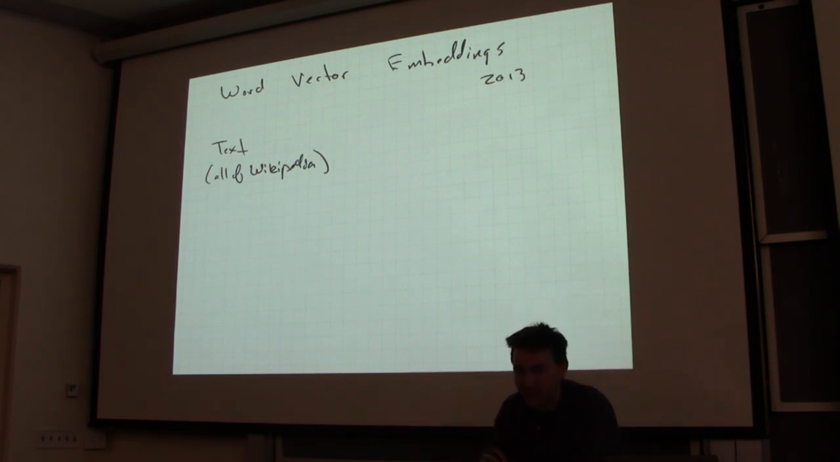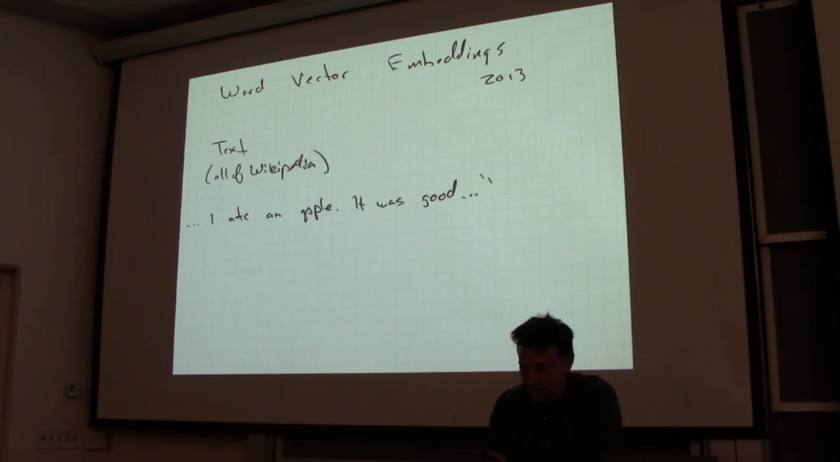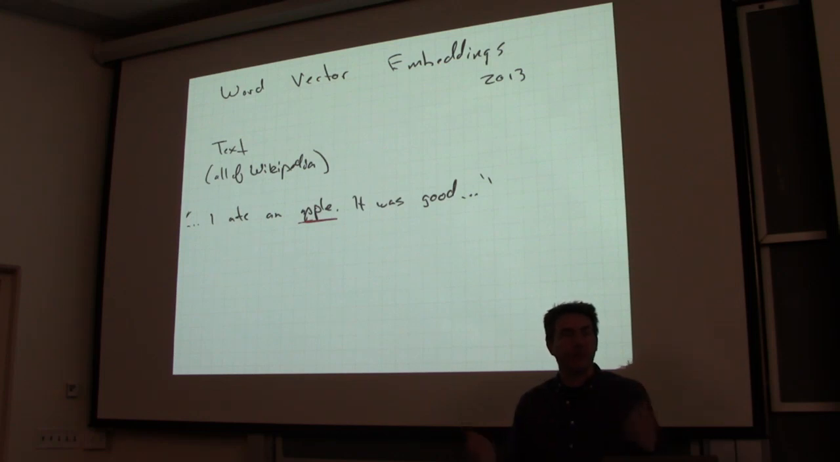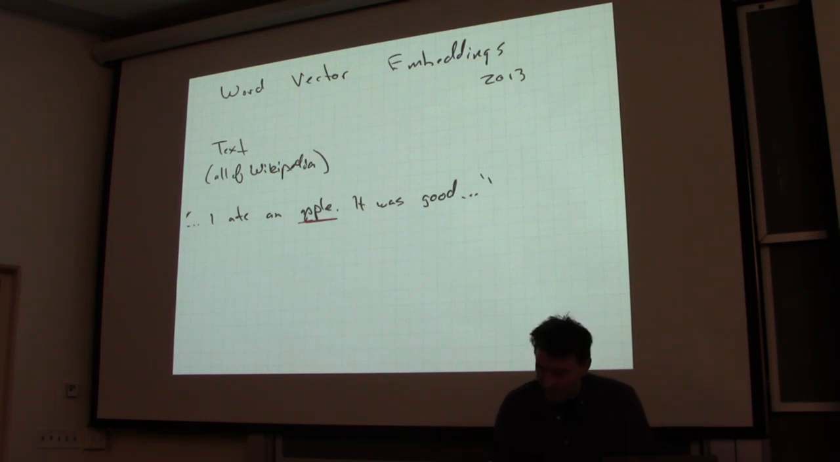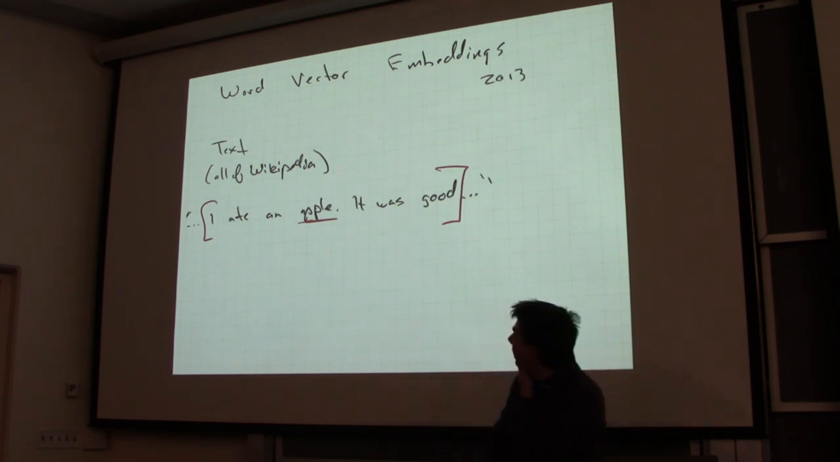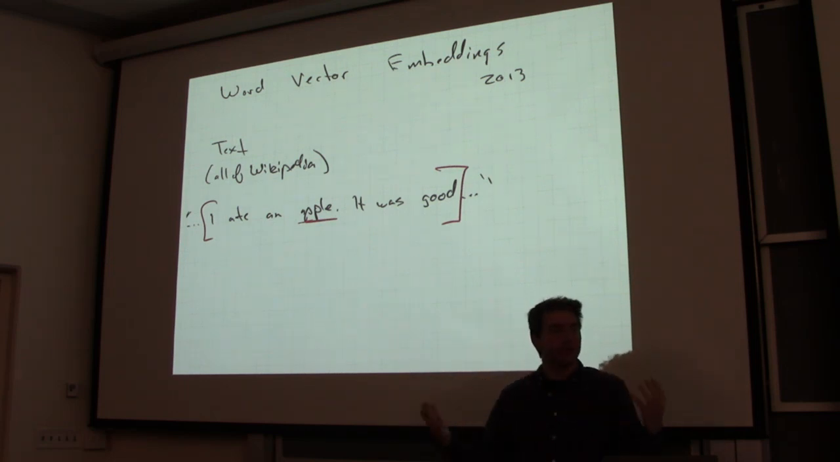So if there's some long string of text, and maybe I ate an apple. It was good, right? There's some piece of text like this, and I want to understand something about the word apple. What I'm going to do is look every time the word apple occurs in this whole corpus of text, and look at some neighborhood around it, and see which other words appear in this neighborhood around it, right?